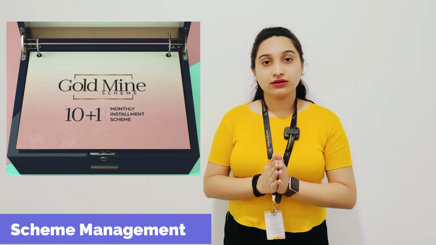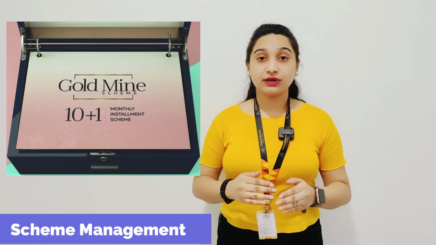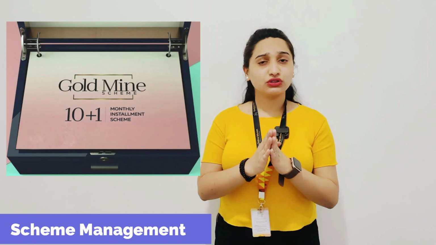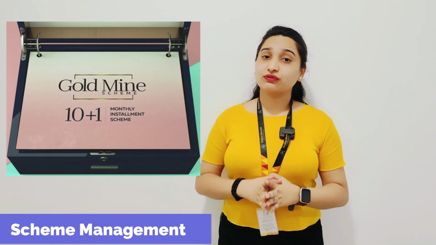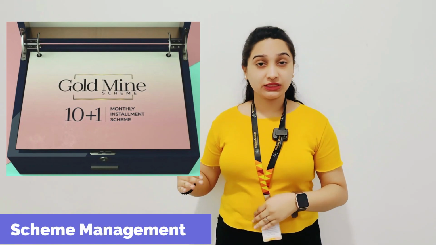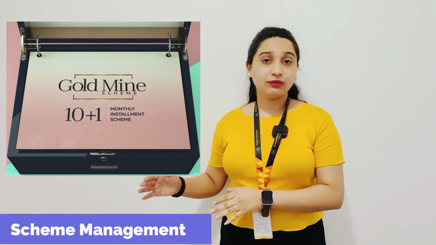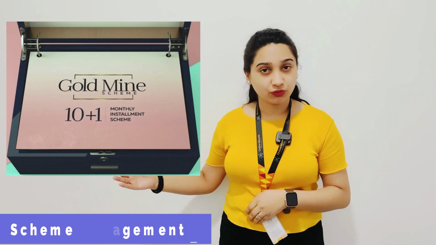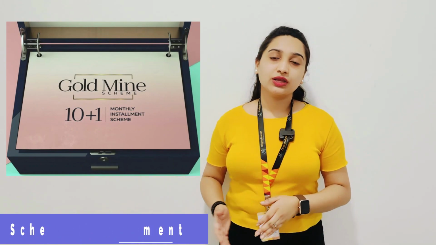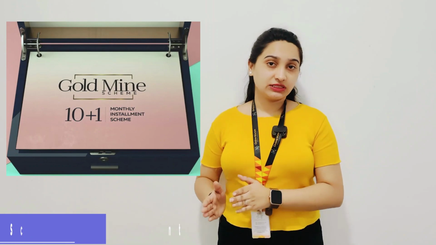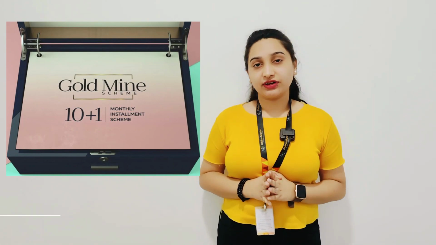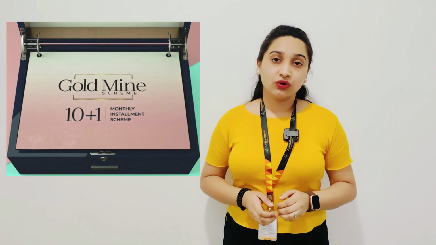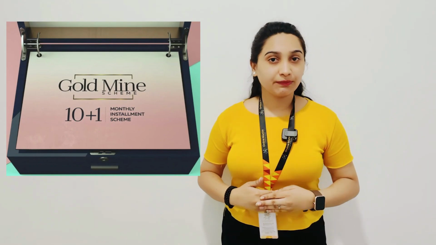In schemes, for 10 months the customer deposits some amount in your shop. Suppose you have a scheme of 1000 rupees. For 10 months he pays you 1000 rupees every month, and at the end of the scheme you can give them a bonus of 1000 rupees, the same EMI as a bonus, or else you can give them a gift. So those will be maintained as a 10+1 scheme. We have different types of schemes, it might be a gold, cash, or silver scheme, so in different ways you can maintain your scheme management.